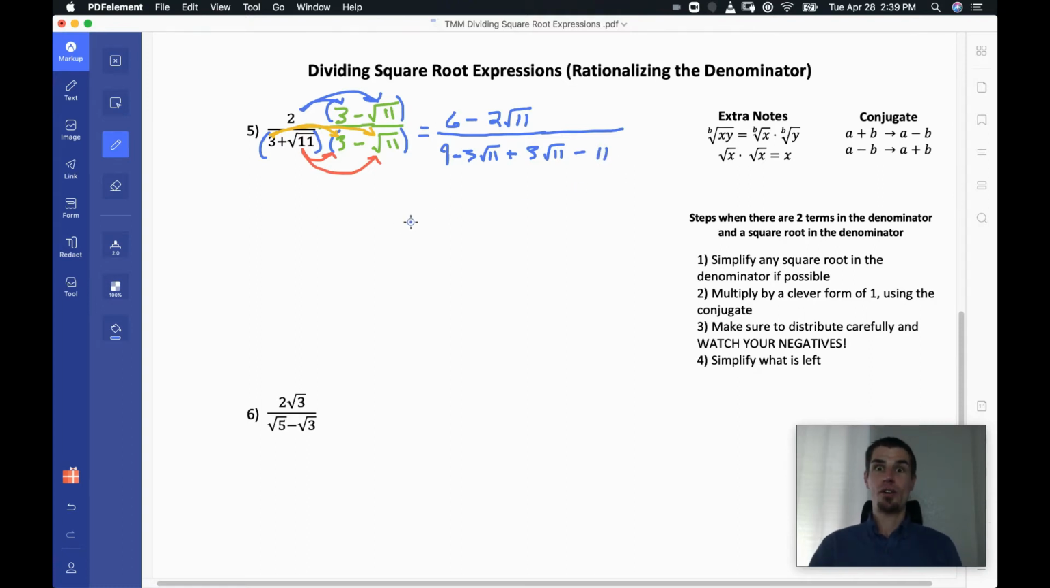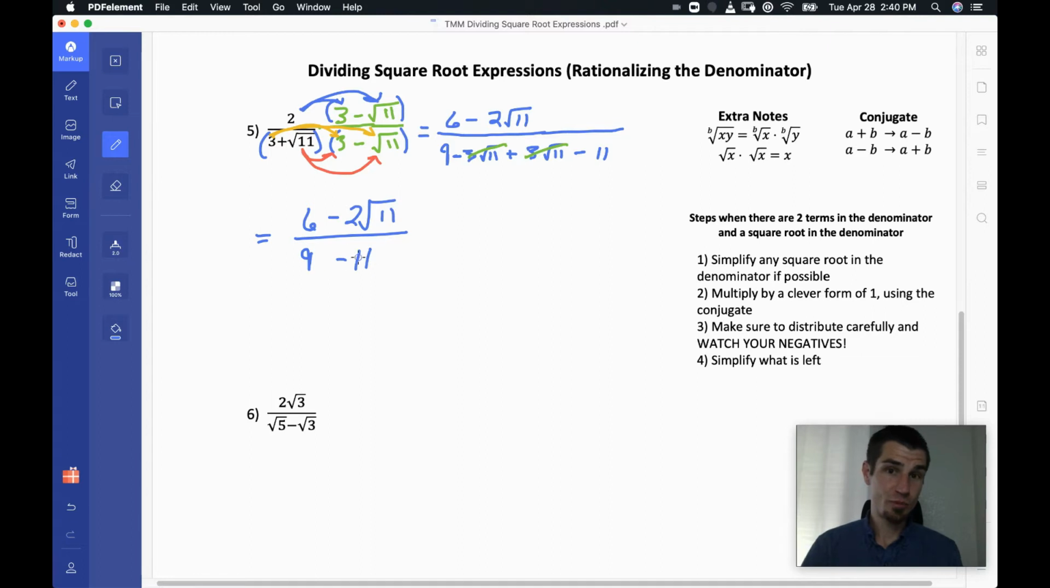Now, do you see it? Do you see what happened in the denominator? Look, check it out. What's negative 3 square root of 11 plus 3 square root of 11? Well, those cancel, don't they? These are like terms. We have negative 3 square roots of 11 and then positive 3 square roots of 11. So those will cancel out, leaving us with, in our denominator, a 9, and this just got canceled. So this minus 11 is still there. And 6 minus 2 square root of 11, at this point, we can't do anything else with that.